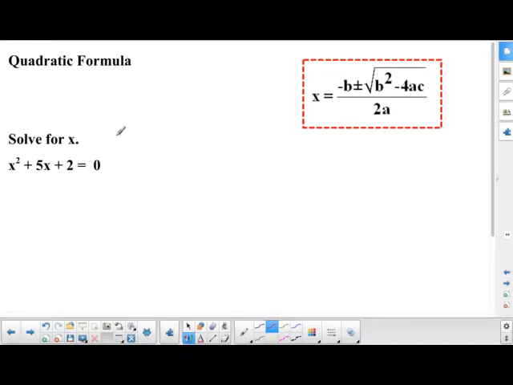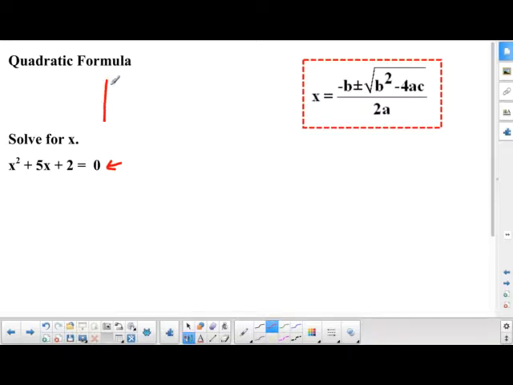So first of all, why would you want to use this crazy formula? It looks like a lot going on. So let's examine the problem itself here: x squared plus 5x plus 2 equals 0. Notice that it's solved for 0. That is super important. So let's go ahead and do it without the quadratic formula.